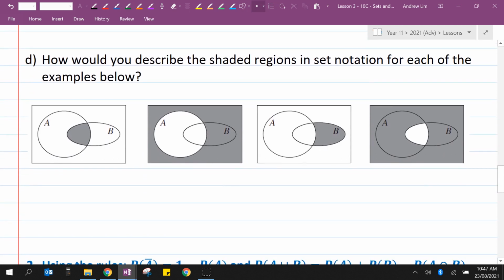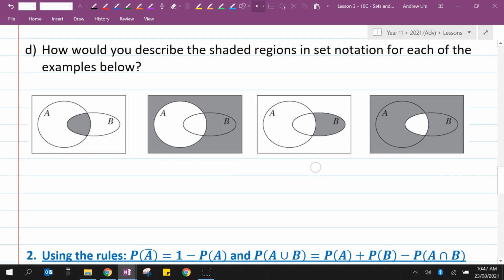Question D. How would you describe the shaded regions in set notation for each of the examples below? Well, we can see here that the shaded area is where A and B overlap, where they intersect. So this has to be A intersection B, A and B. Here the shaded area is everything except A. So that means it must be not A. Why don't you pause the video and have a go with the last 2 yourselves?